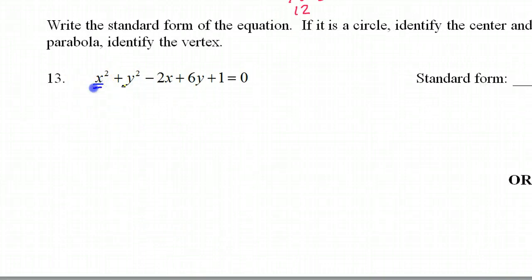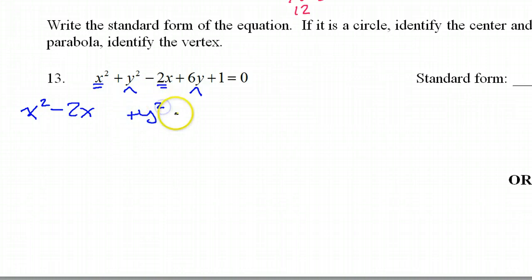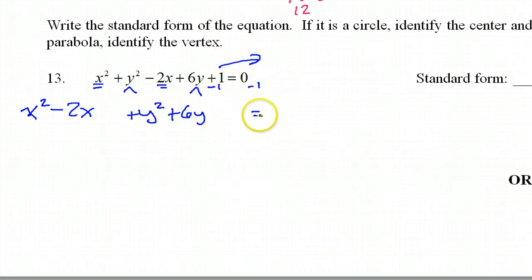So let's put these x's together. So that'll be x squared minus 2x, leave space. And let's put the y's together. So that'll be plus y squared plus 6y, leave a space. This 1 is in the way, so let's just subtract 1 from each side, and we'll have negative 1.